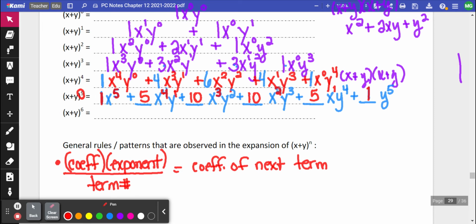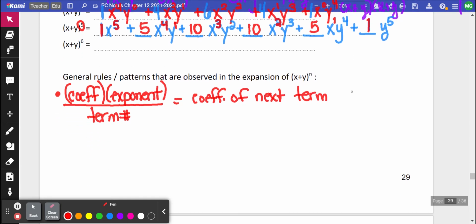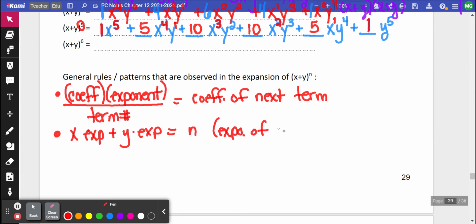3 plus 2 adds up to 5. 2 plus 3 adds up to 5. 1 plus 4, and so on. So the x exponent plus the y exponent will equal n, which is the exponent of the expansion. Exponent of the binomial being expanded. Okay, that's the n value, and we'll get into that in a little bit.